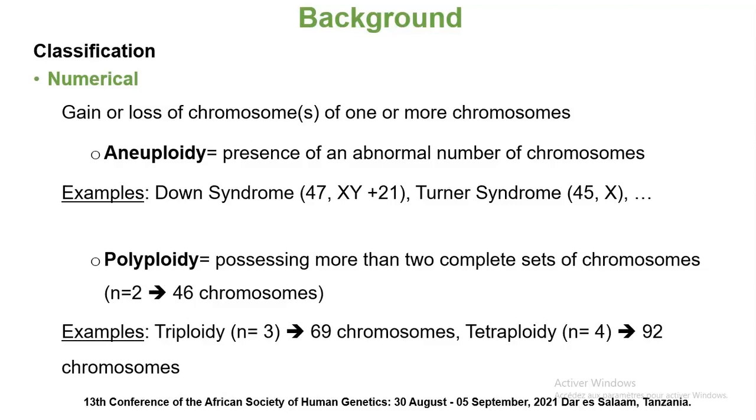The polyploidy is a condition of possessing more than 2 complete sets of chromosomes. For example, we have triploidy with 69 chromosomes instead of 46, and tetraploidy with 92 chromosomes.